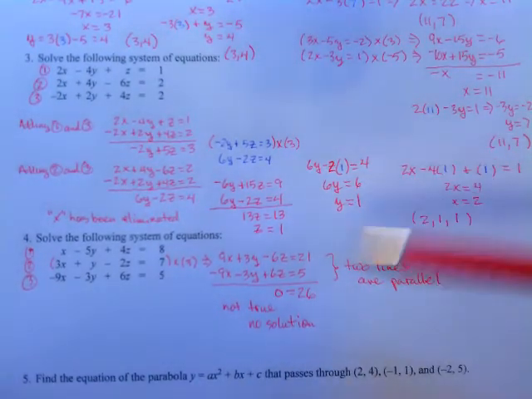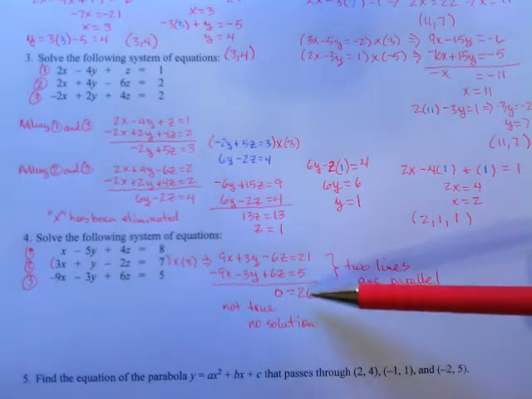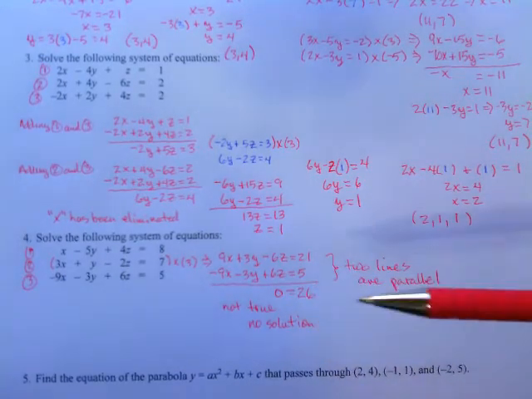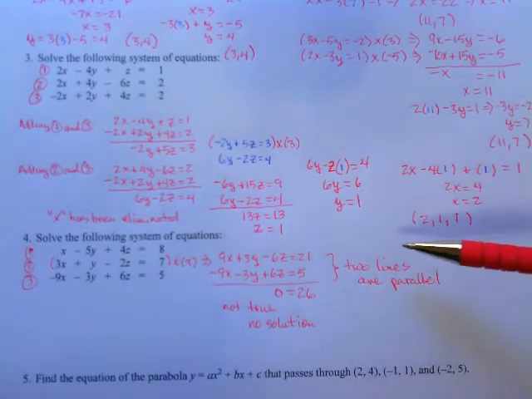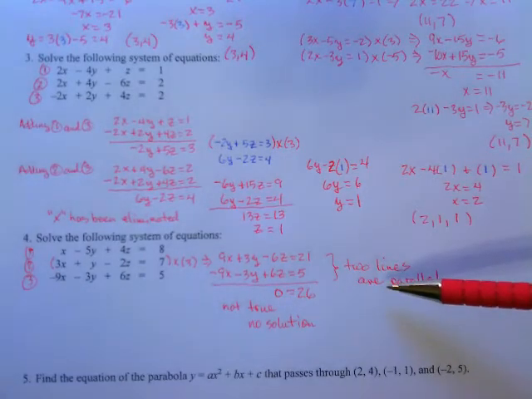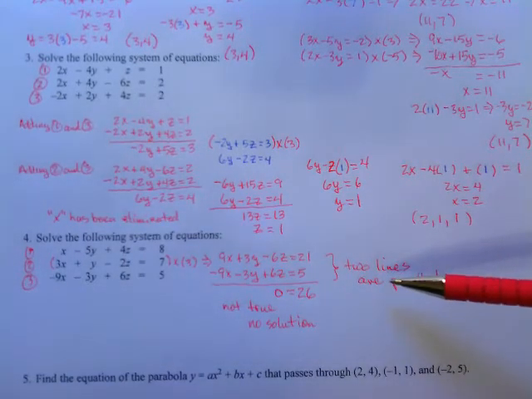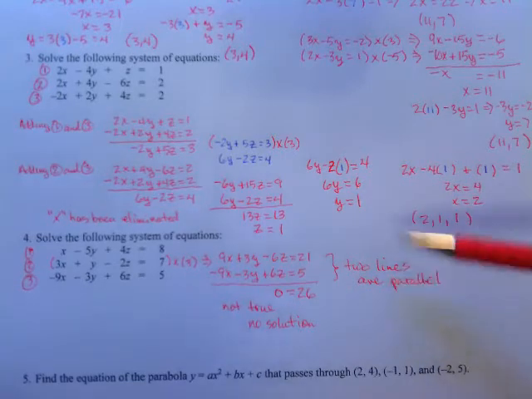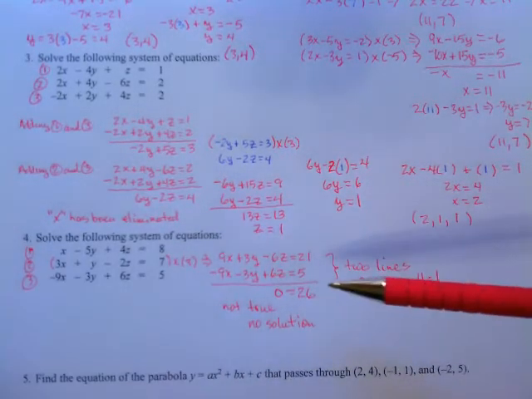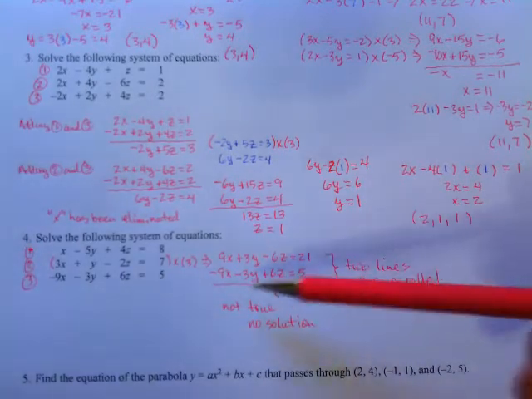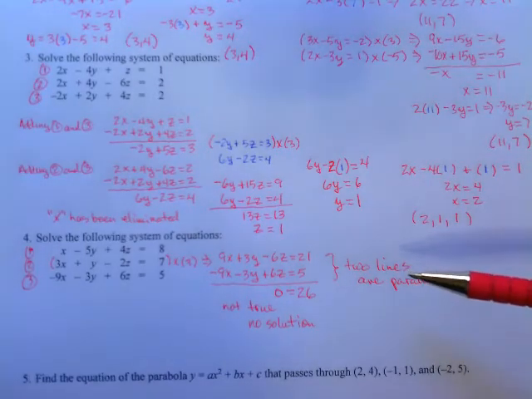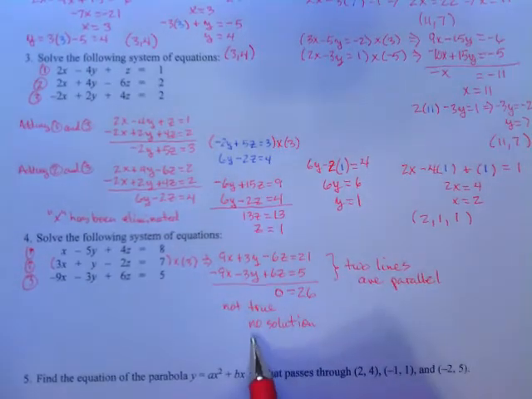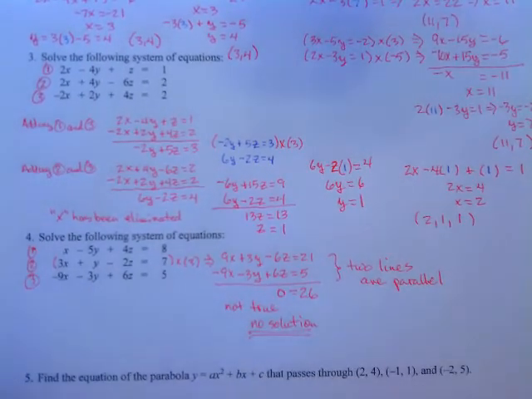If, on the other hand, this had come out with, like, say, 0 equals 0 or 26 equals 26, something that would have been true, but all the variables would have been gone, then that would have meant they were the same line in that case, instead of 2 different lines. Even though they might have looked different to begin with, they were in fact the same line. But in this case, since 2 of the lines are parallel, there's no one point that will be a valid solution for all three lines, and so the answer is we have no solution.